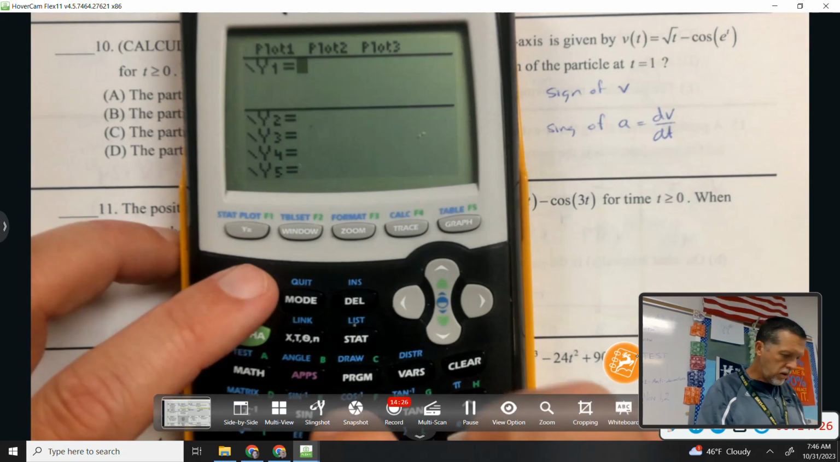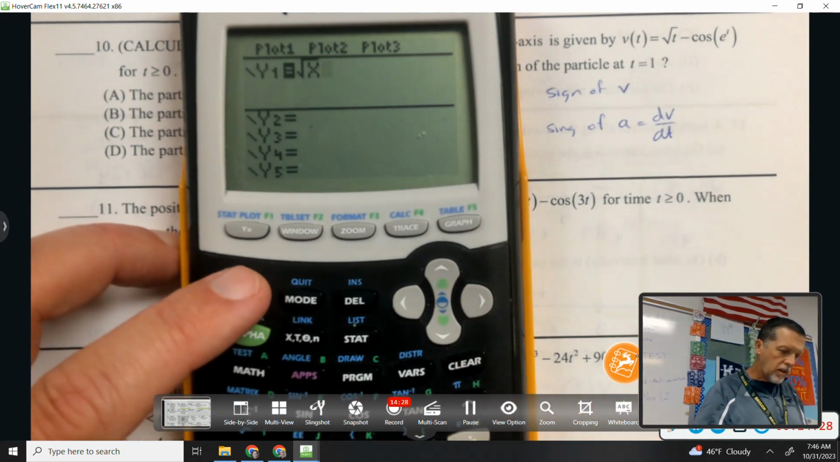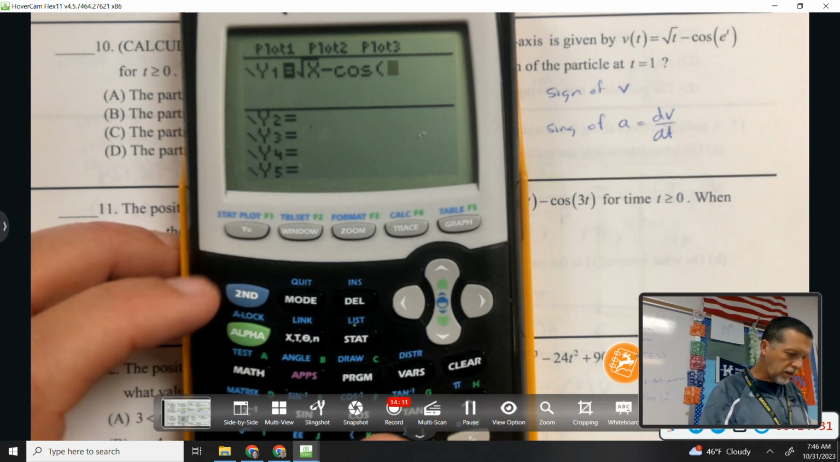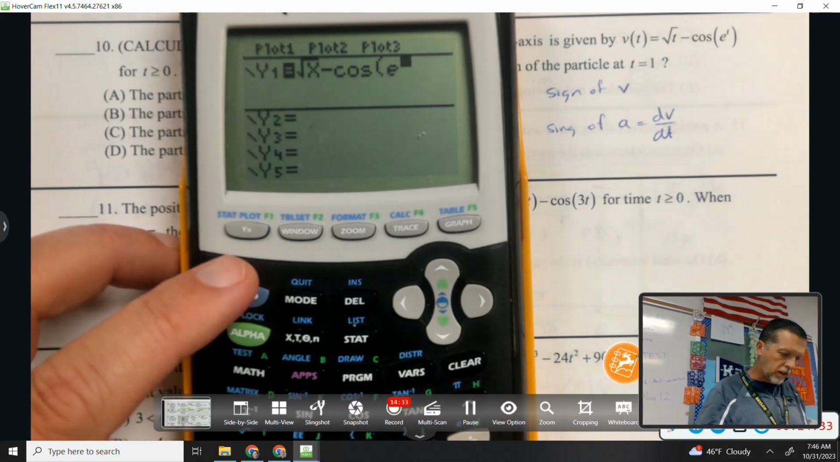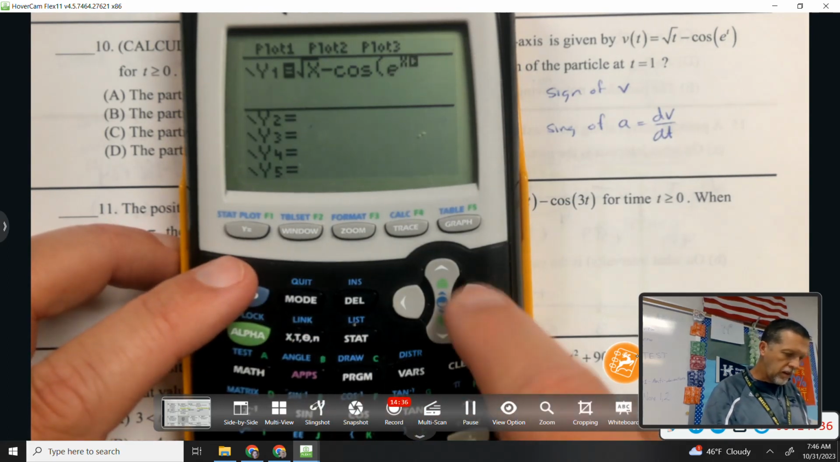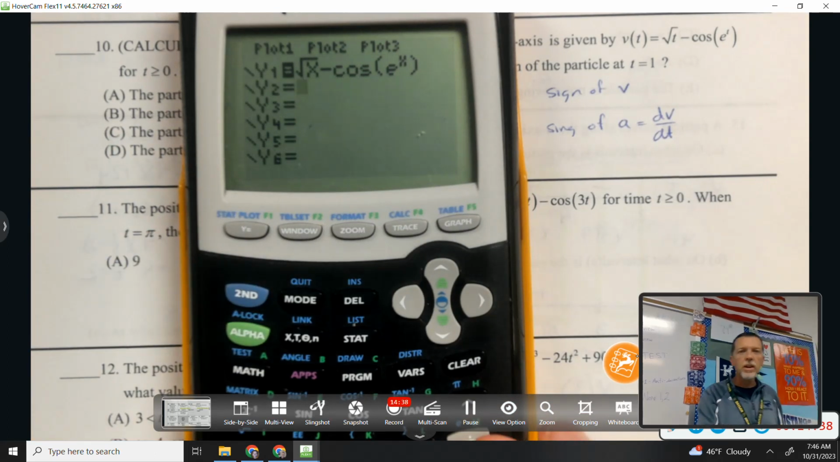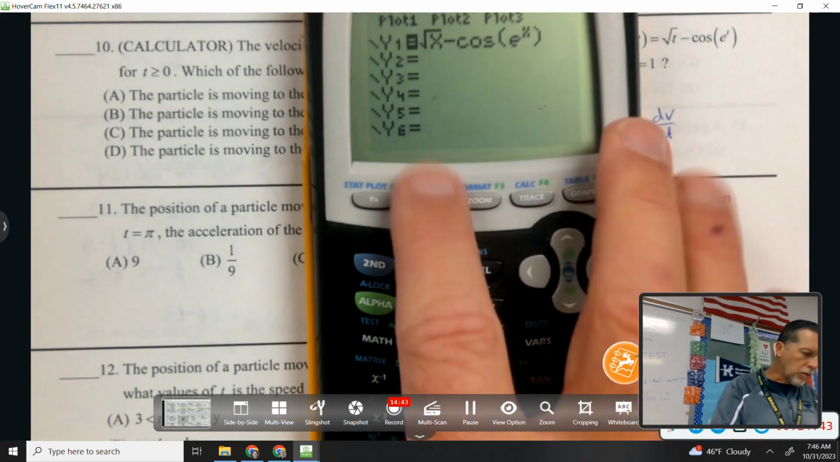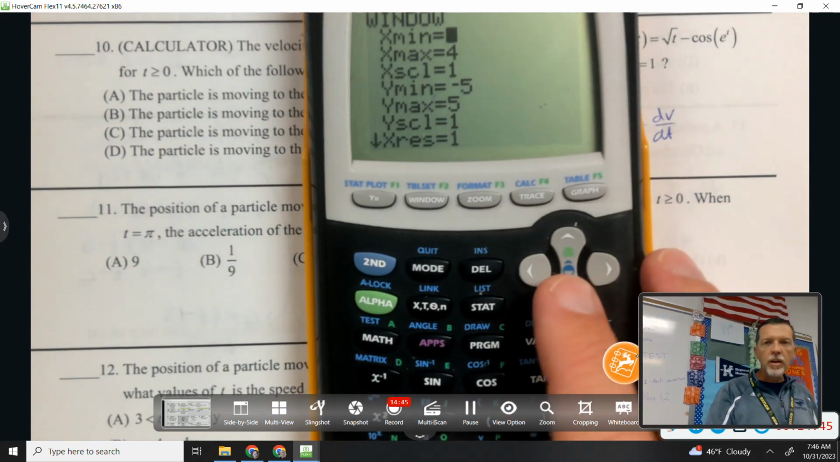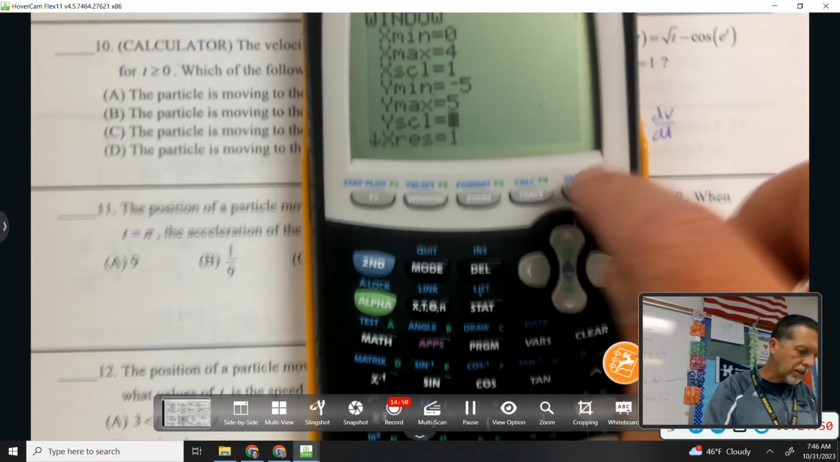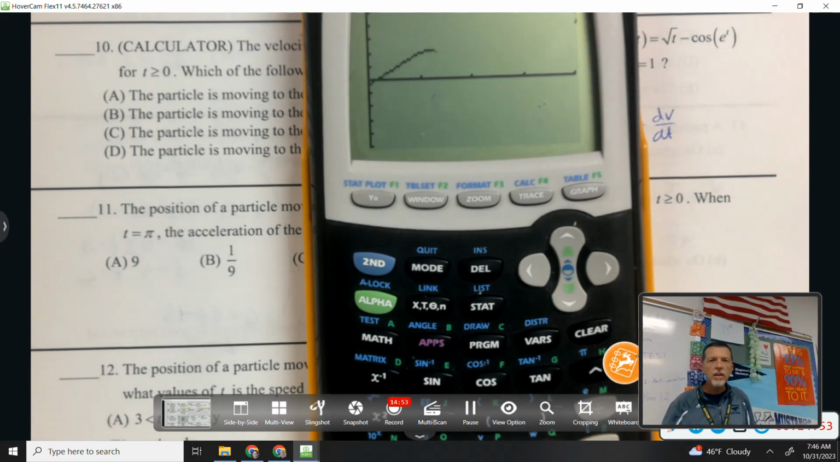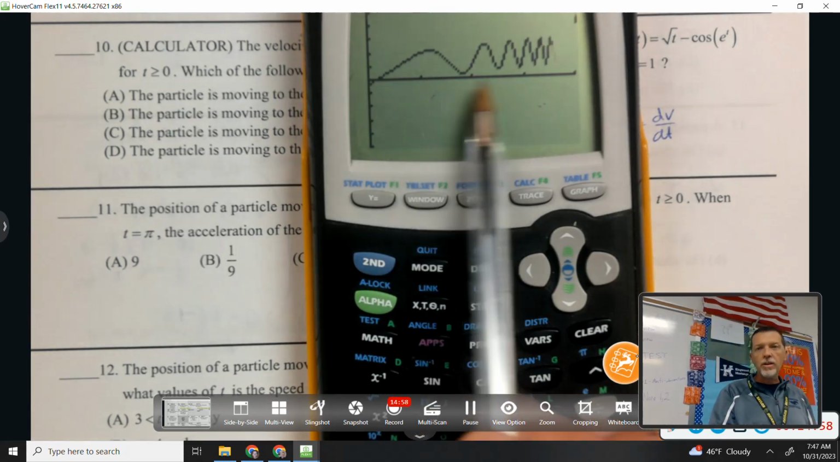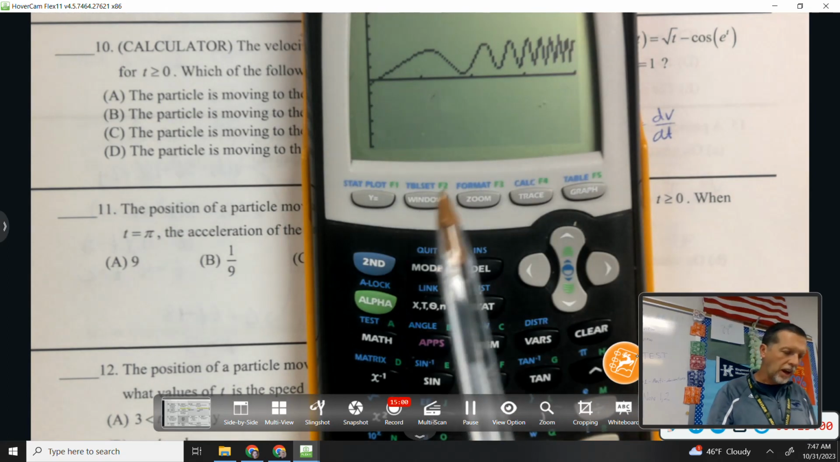So, square root of x minus cosine of e to the x. What a goofy thing going on there. At t equals 1, so as long as my x window includes 1, I'll be fine. I have no idea if my y's are correct or not. We'll just see what happens. And we're good. There's x equals 1. I don't know what happens after that, but don't really care.